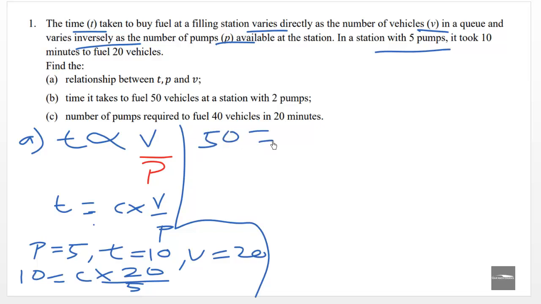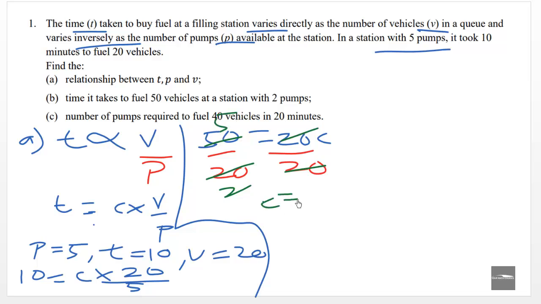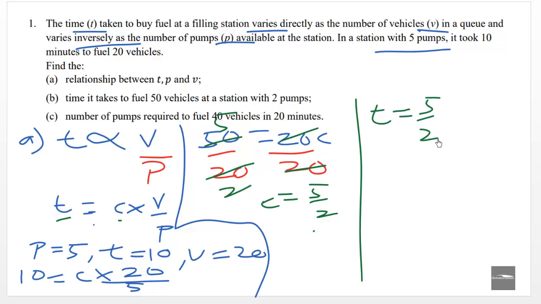So we can simplify this. 5 times 10 is 50, equal to C times 20. Then, dividing through by 20, we get C to be 5 over 2. So this means that the relationship between T, P, and V is T equals 5 over 2, which is C, times V over P, or T equals 5V over 2P. So that is the A part of the question.